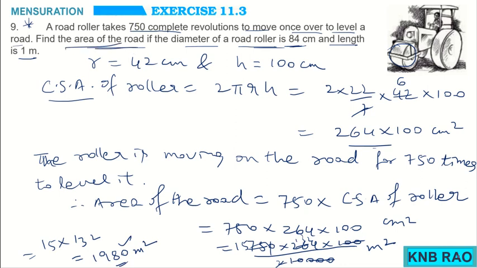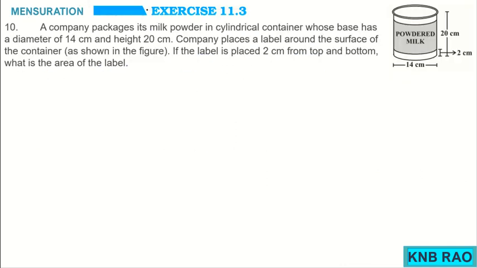Okay, write the conclusion. Moving on to the next question, the last question. A company packages its milk powder in a cylindrical container whose base has diameter 14 centimeter, height 20 centimeter. The company places a label around the surface of the container, that is CSA, over it only, as shown in the figure here. If the label is placed 2 centimeter from the top as well as from the bottom, this 2 centimeter from the bottom and from the top, what is the area of the label?